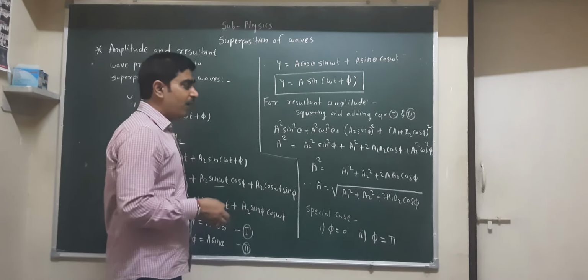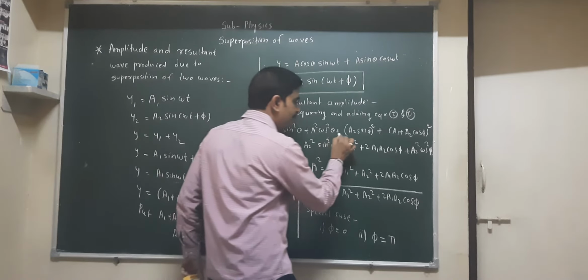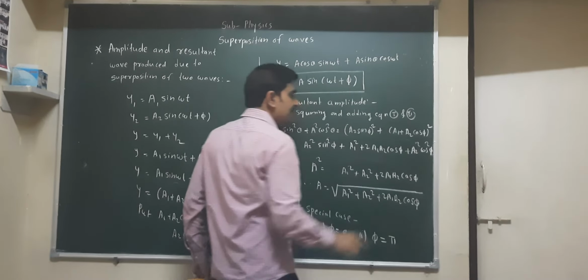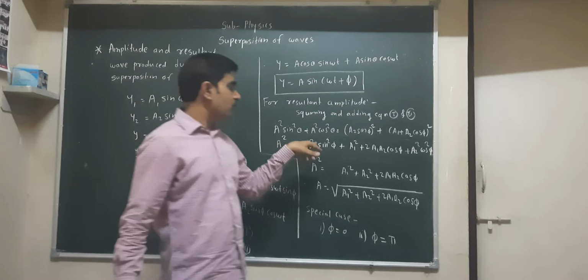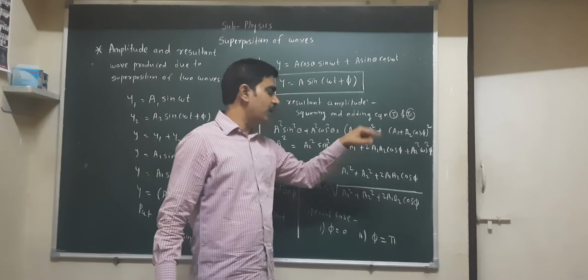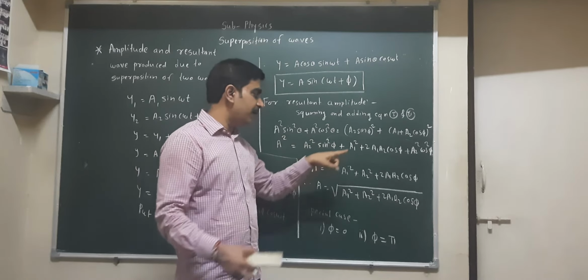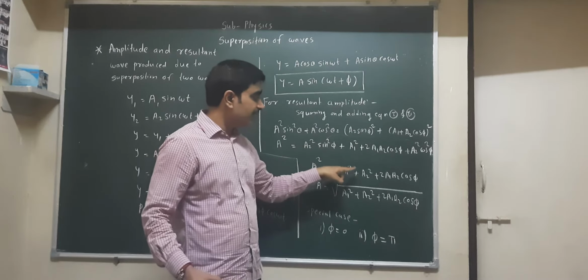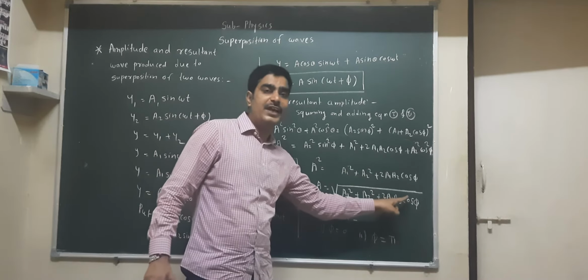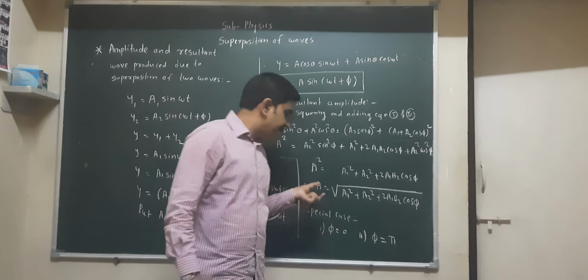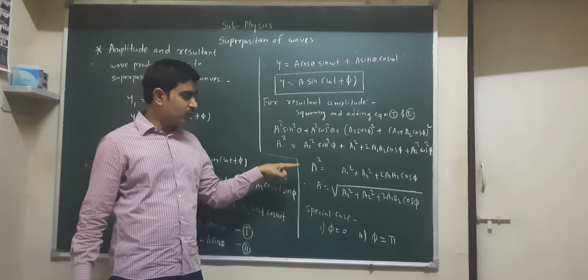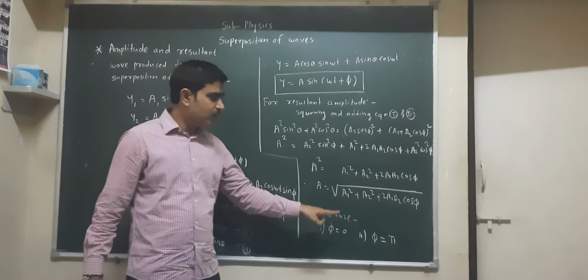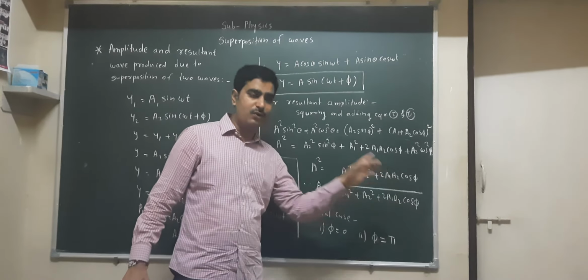Again, if you observe, sin² θ + cos² θ is nothing but 1. So take a2² as common, so sin² φ + cos² φ is 1. Now we have to rearrange it properly: A² = a1² + a2² + 2 a1 a2 cos φ. Now taking the square root, A = √(a1² + a2² + 2 a1 a2 cos φ).